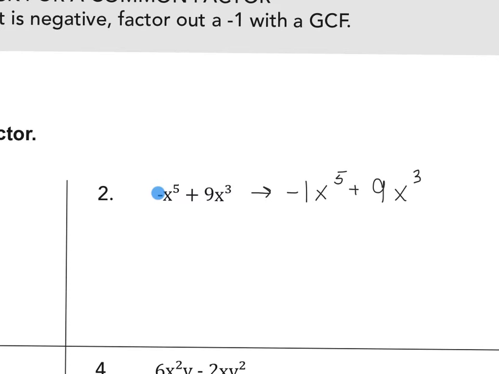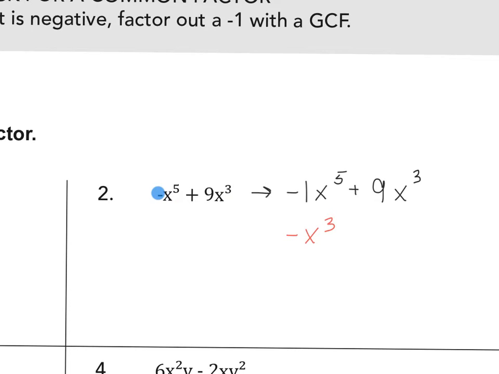Looking at the coefficients, we have negative 1 and 9. There are no common factors between negative 1 and 9, so now let's look at our variables. In the first term, we have x to the fifth. In the second term, we have x to the third. We can remove 3 x's from both terms, so our common factor, without forgetting the negative, will be negative x to the third.